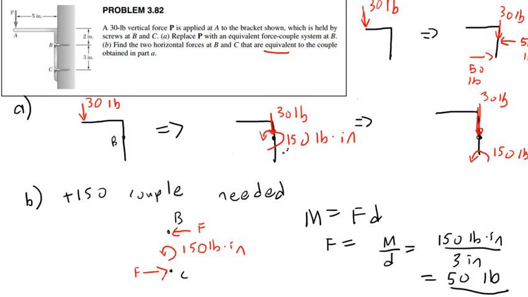In other words, this will cause the same behavior in the bracket. If this was floating in the vacuum of space, this would behave with the same translation and angular acceleration. It would go flying downward and it would also start rotating. Same thing as this one. If I had two brackets floating in the vacuum of space, and on one I applied a 30-pound force downward here, and on the other I applied a 30-pound force and a couple or a moment here, these two would behave exactly the same. That's what we mean by an equivalent force couple system.